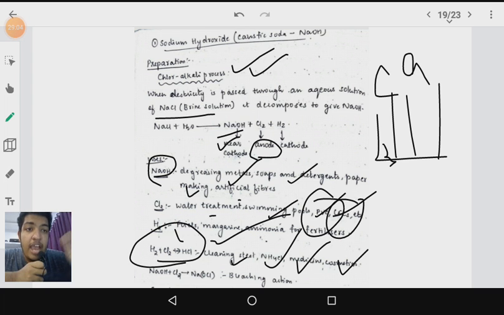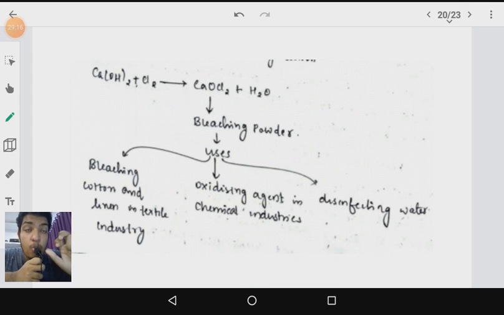Now the mixture of NaOH and Cl2 together, that will form a compound NaOCl. This is having a bleaching action because of the presence of nascent oxygen. Now what is the formula of bleaching powder?